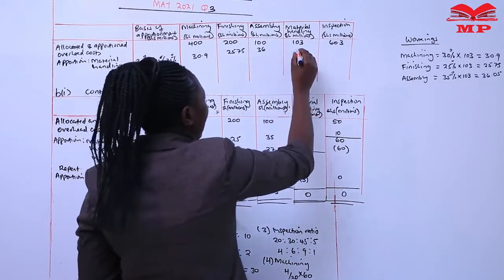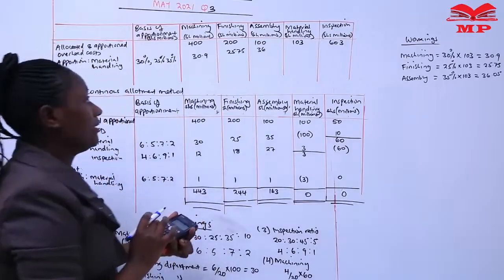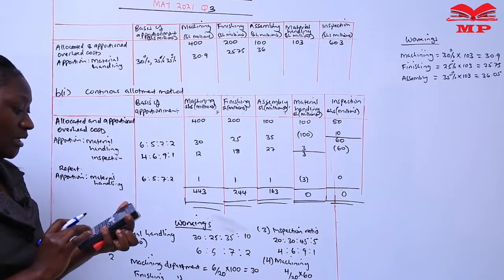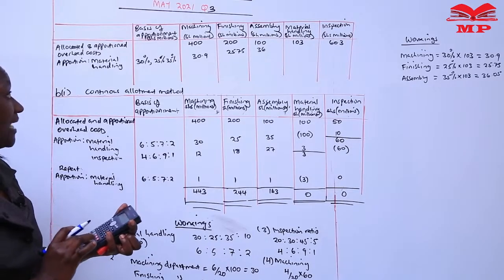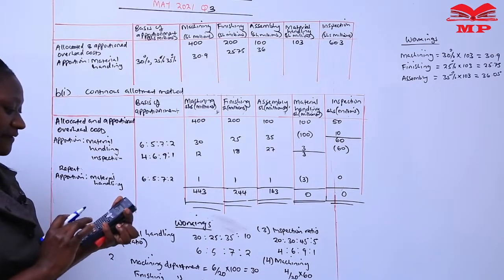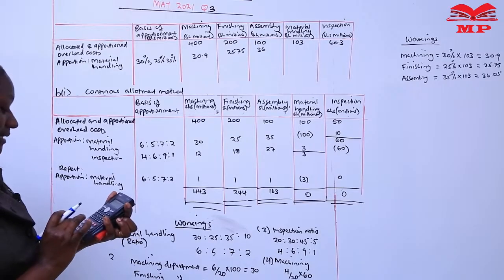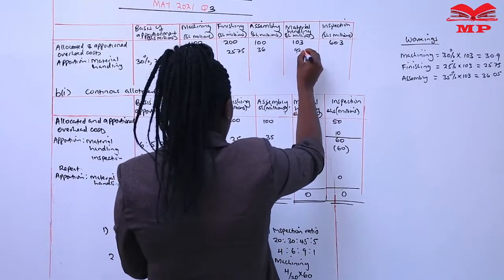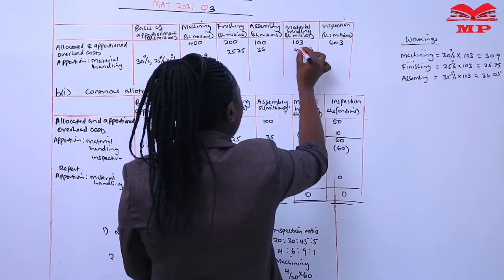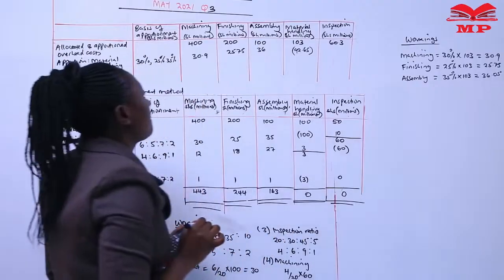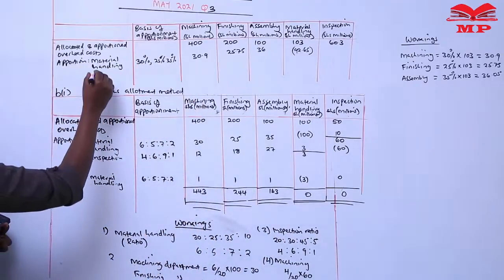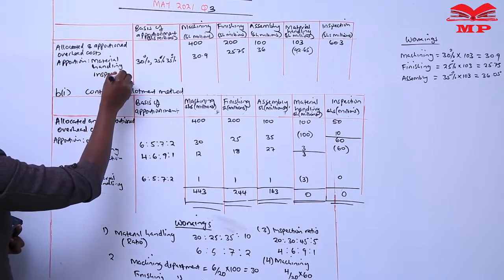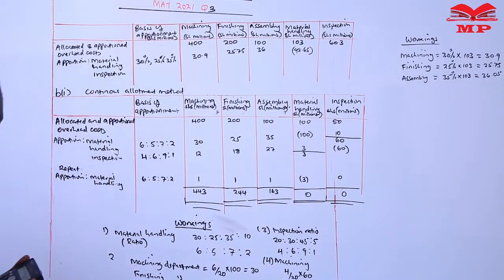We make this a negative, but I'll show the reason why I'm not making it a negative now. When you take 30.9 plus 25.75 plus 36, the total you get is 92.65, which we make a negative. And then we come here and apportion inspection.